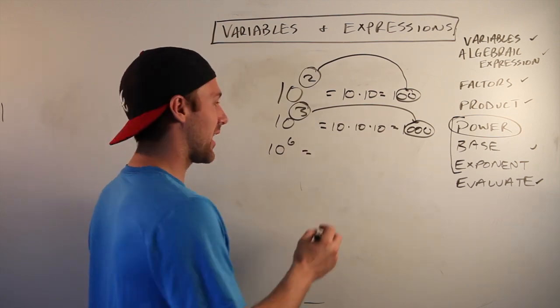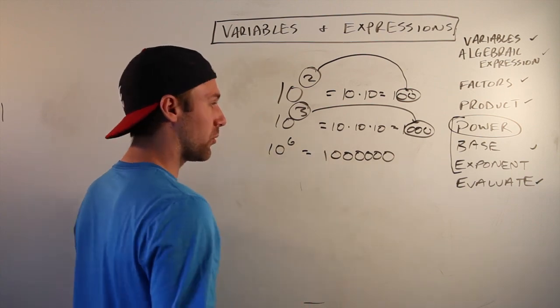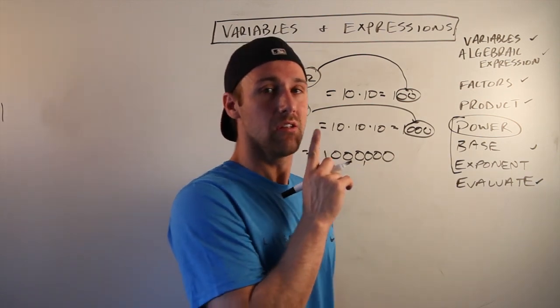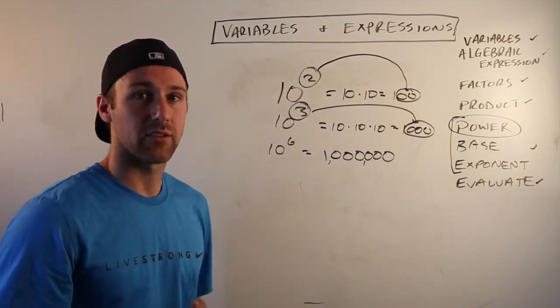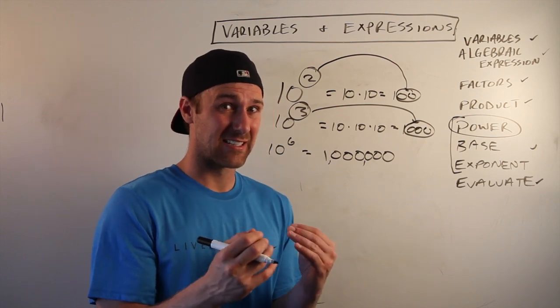Okay, so let's say we've got 10 to the 6th power. Guess how many zeros we're going to have? 1, 2, 3, 4, 5, 6. And a 1. Okay? They like commas in there, so we know that's a million. All right? So that's what it is. Okay? Sound good? Do you get it? Does it kind of make sense?